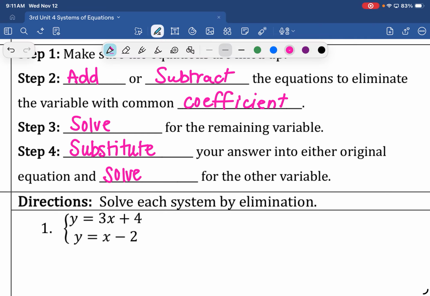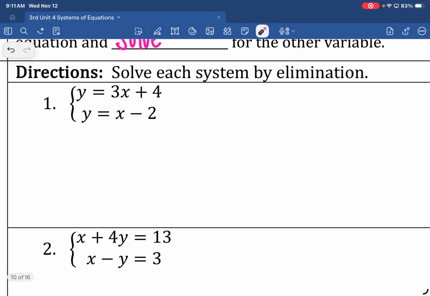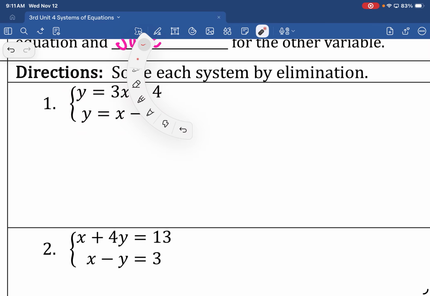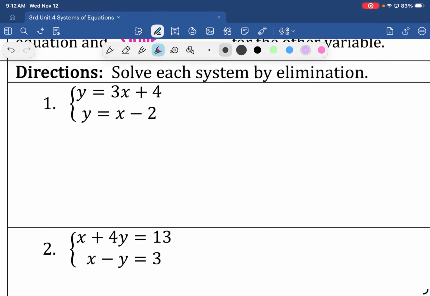So number 1. We already said number 1 is all lined up, okay? Y's are over y's, equals over equals, x's over x's, constants over constants. So which variable, x or y, has common coefficients? Y. What is the coefficient on y? 1. So those are our common coefficients. So that is what we're going to eliminate. So in order to eliminate, would I want to add those two together or subtract? Subtract. So we are just going to subtract the one equation from the other.